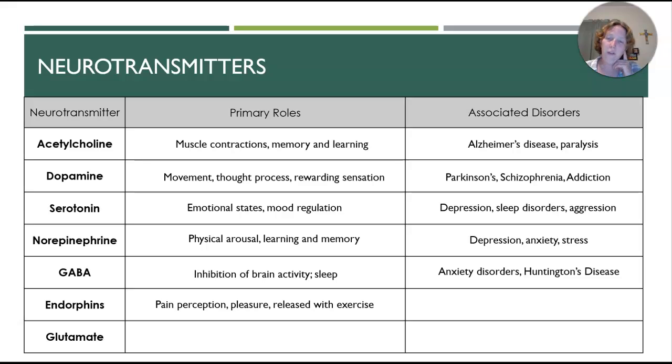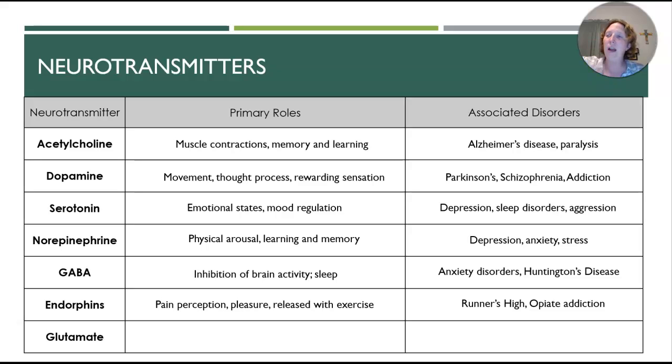Endorphins are your body's natural painkillers. Write that down. So they are involved with pain perception, pleasure, and they are released with exercise. So we associate them with that runner's high. It's not necessarily required to, it doesn't necessarily happen just with running.